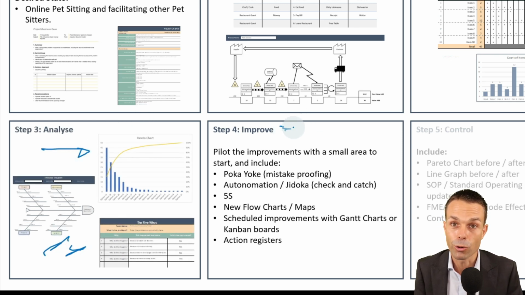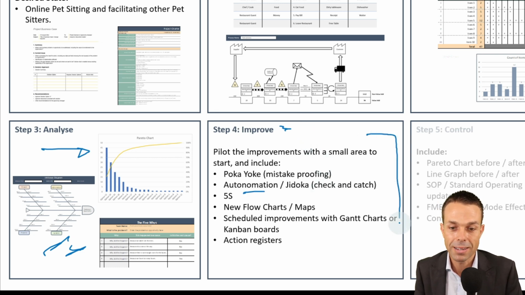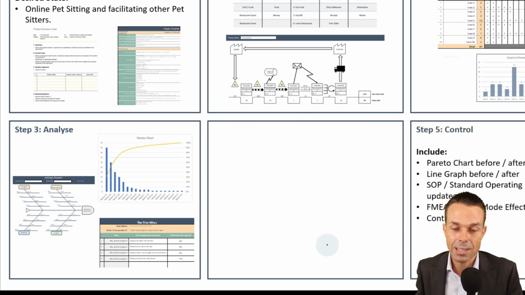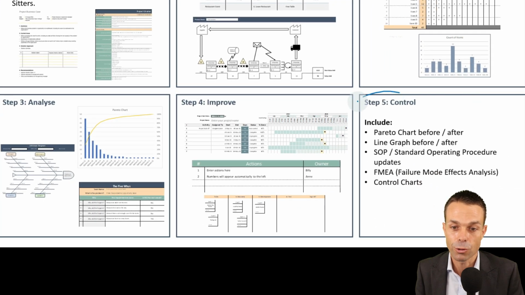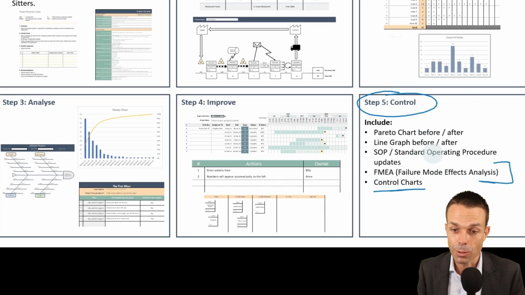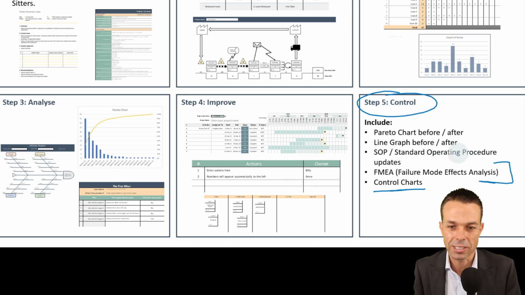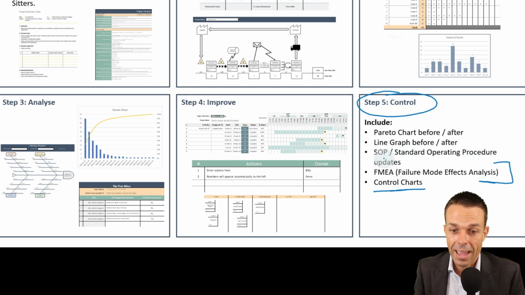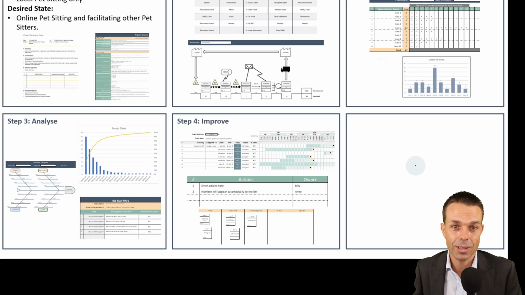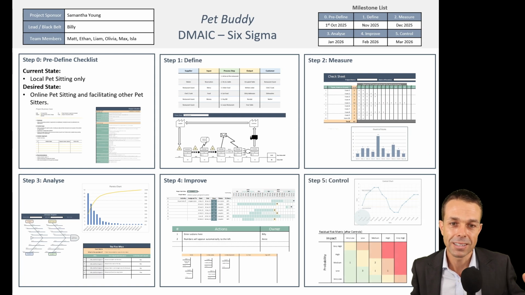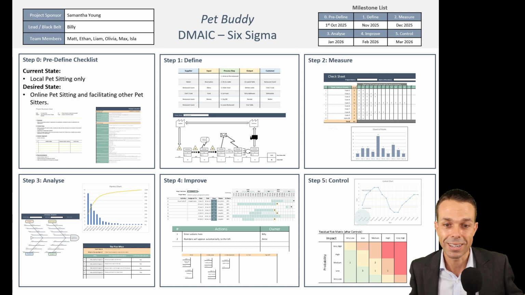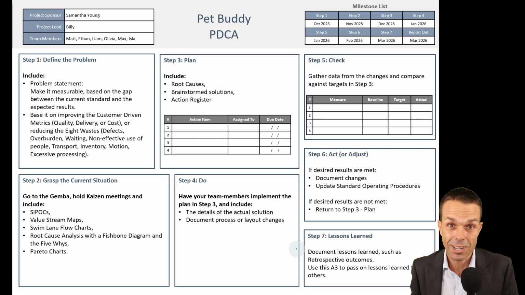And then we want to improve it. So once we've analyzed it, we can improve it. This is where we're actually implementing our project. And lastly, once we've implemented, we want to see if it's under control. We can use control charts, risk diagrams. So failure mode effects analysis is basically a risk register or a risk matrix, and the standard operating procedures to lock in those changes. So that's what a basic DMAIC or Six Sigma project will look like. Pretty cool. And so that can act as a project charter for you as well.